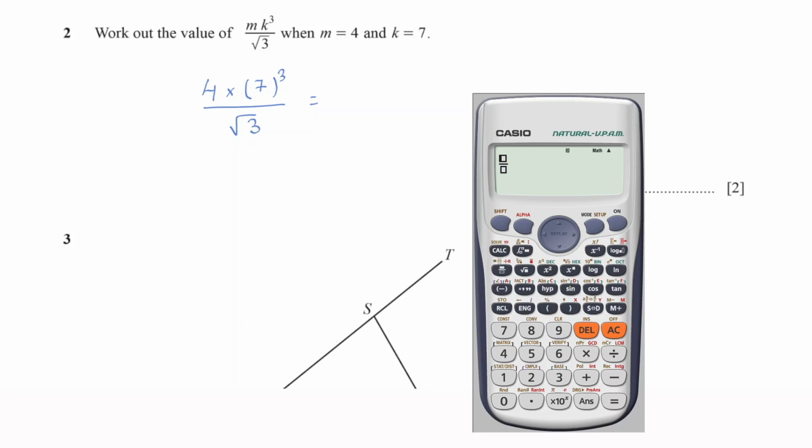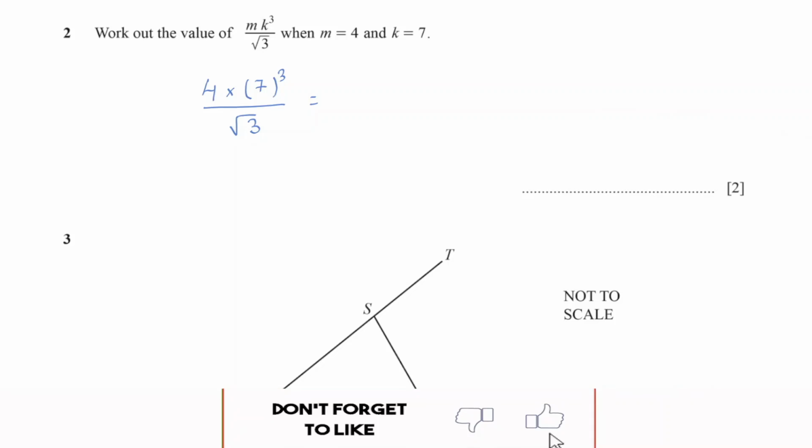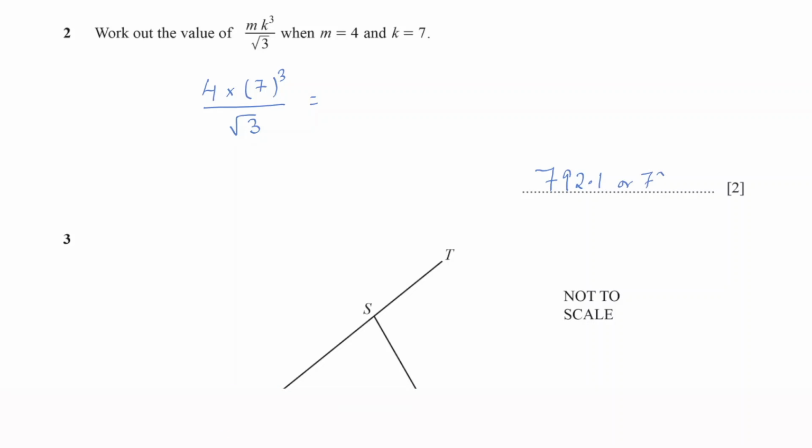So we can do like this: 4 times 7 cube divided by root 3, and the answer is 792.12. So I can write 792, or 792.1 also. I'll take 792.1 as the answer, or even you can write 792 to 3 significant figures. Okay.